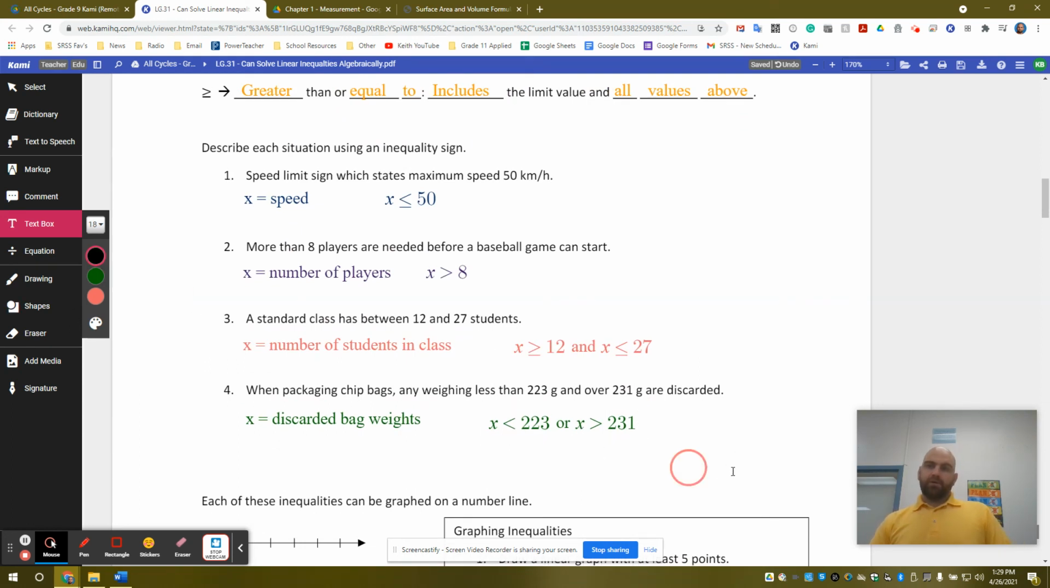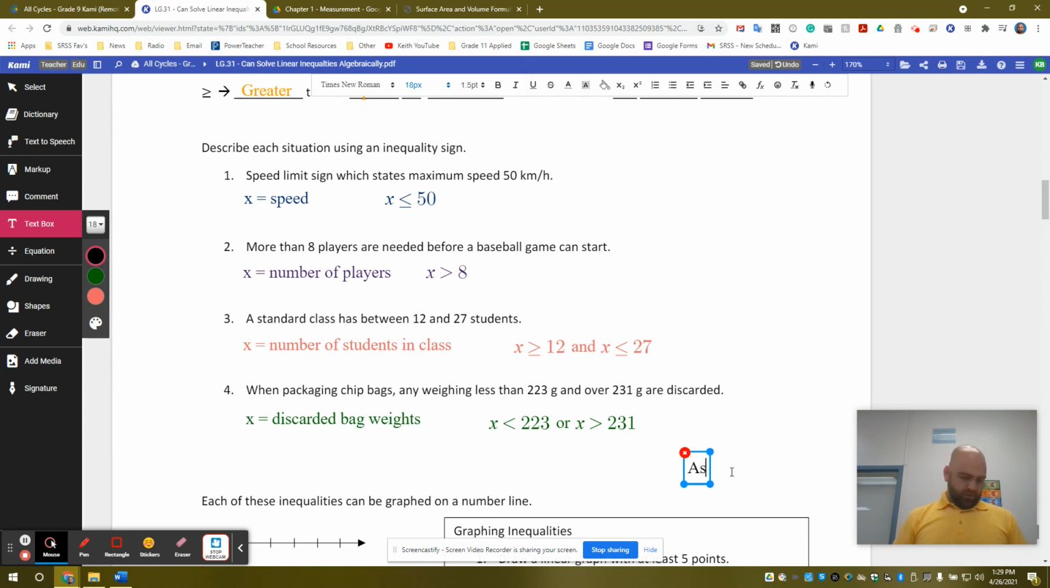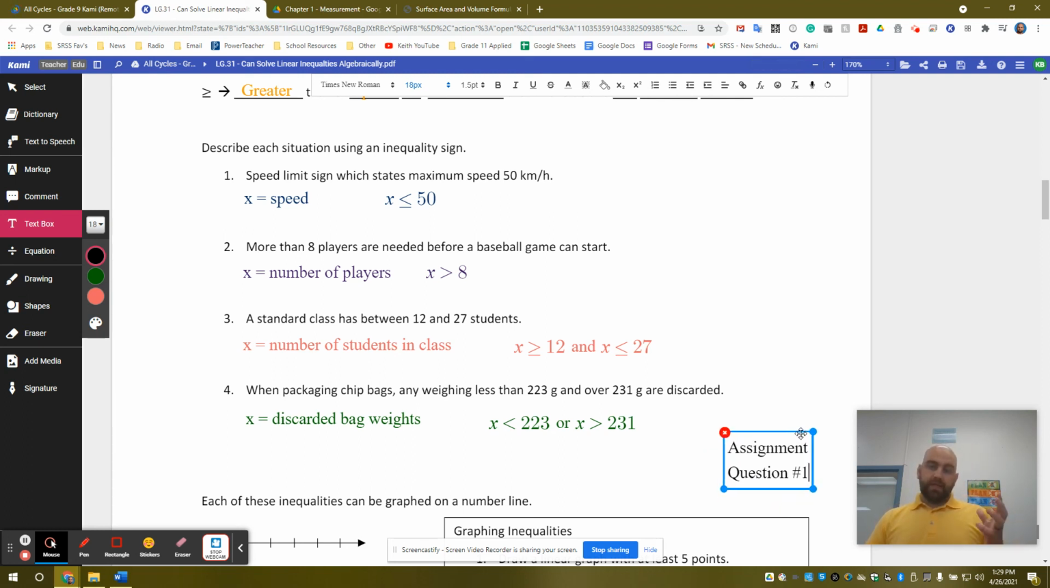I'd like you on your assignment to work on question number 1. Question number 1 just deals with describing things. So I want you to write down what x is going to be equal to. Describe x and then give an inequality which x represents as well.